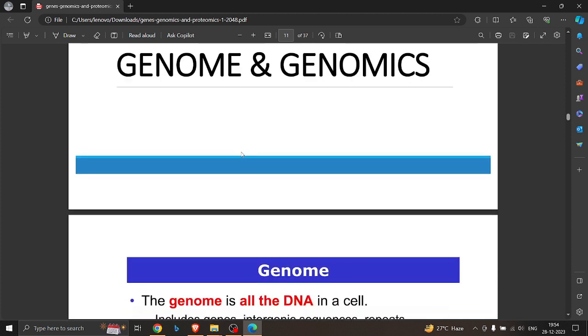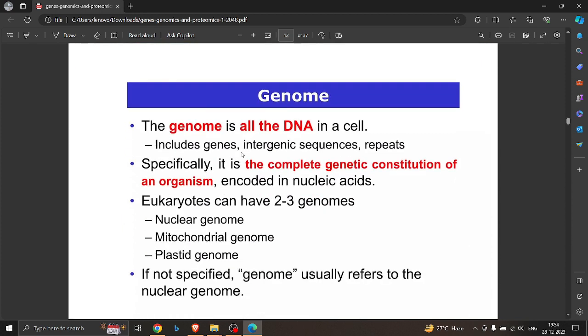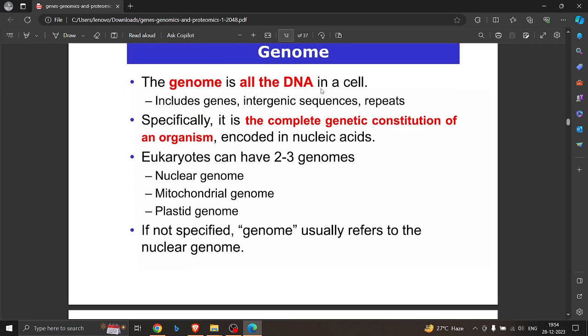Genome and genomics, now we are going to see about that. Previously we have seen genes and their different variations. So what is a genome? The genome is all the DNA in a cell, which includes genes, intergenic sequences, and different kinds of repetitions. Specifically, it is the complete genetic constitution of an organism encoded in nucleic acids, which is called the genome.